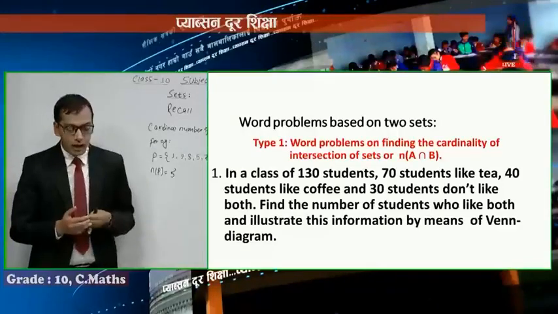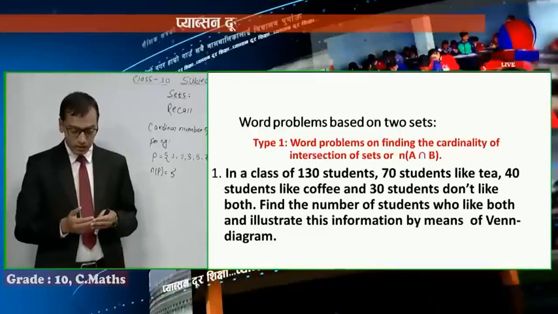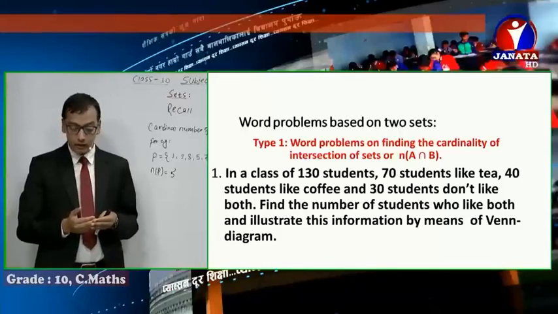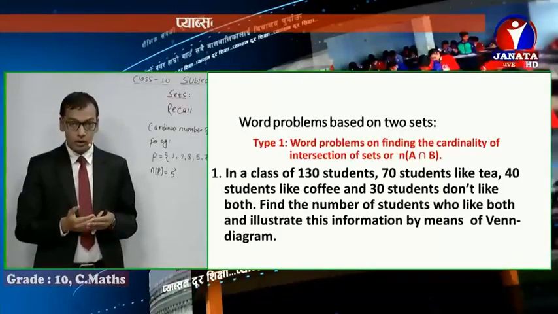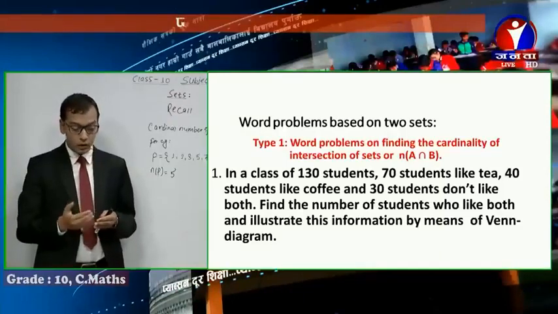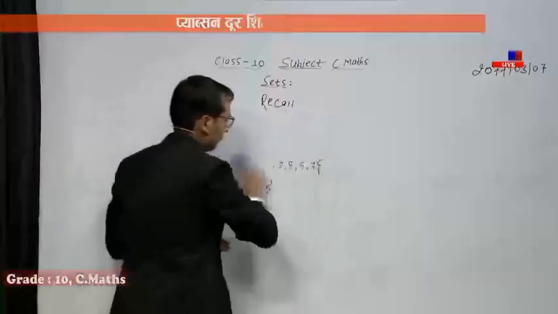You can see the question in the slide. The first question is: in a class of 130 students, 70 students like tea, 40 students like coffee, and 30 students don't like both. Find the number of students who like both, and show this information by means of a Venn diagram.